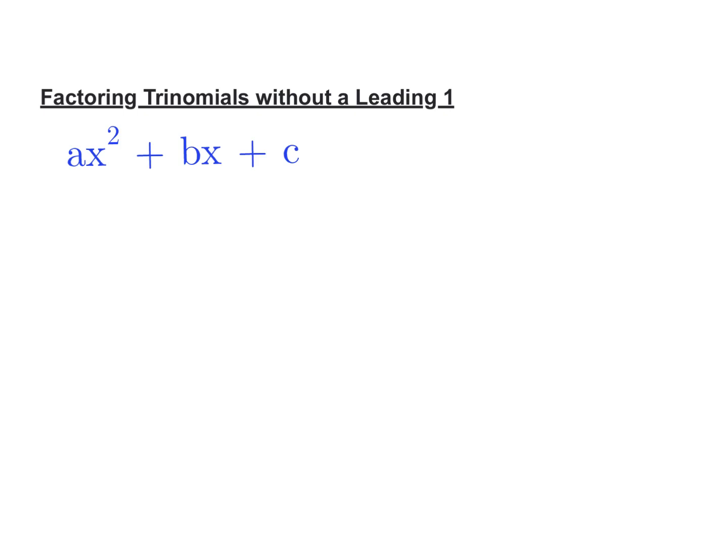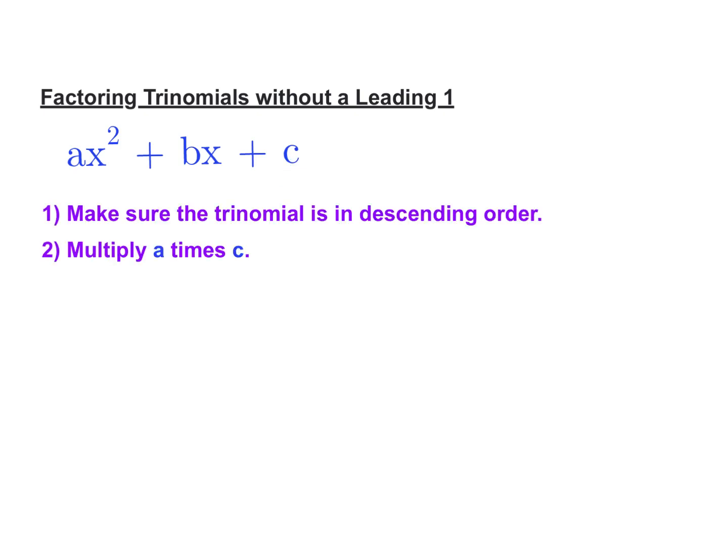The biggest change, and maybe you know this as the ABC method too. I don't know, I've heard that one too. The biggest change is that instead of just looking at the last term, we actually have to make sure the first term is in here. We actually have to multiply A times C. Okay, so this step here is critical to figuring this kind of factoring out.